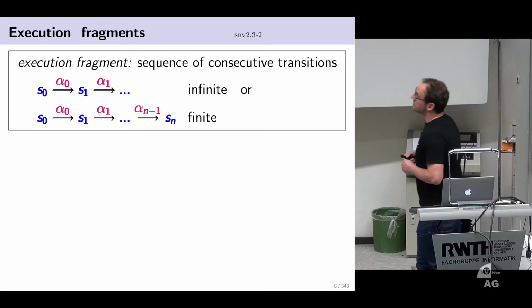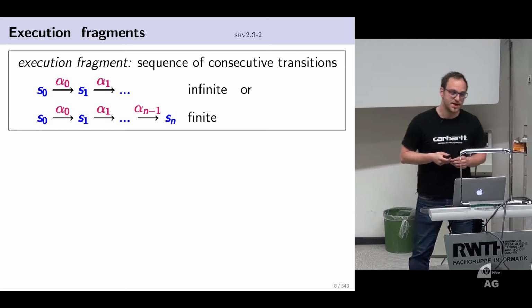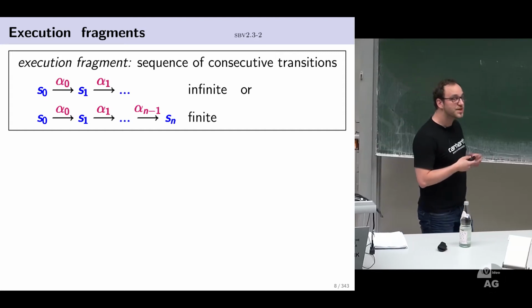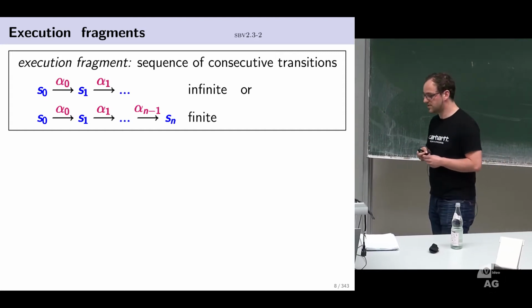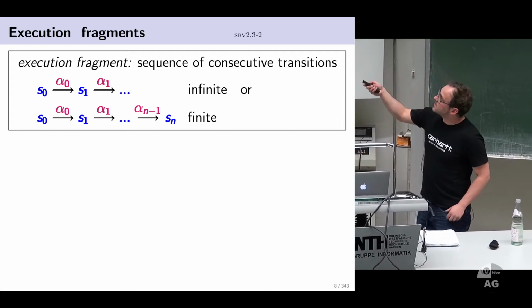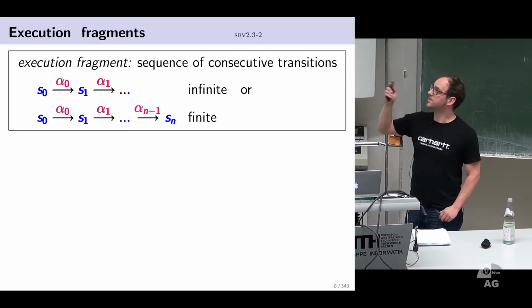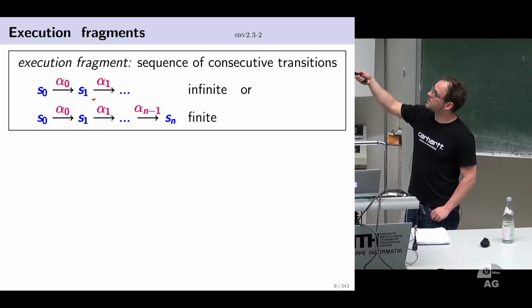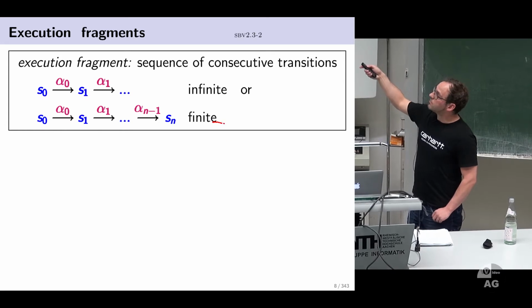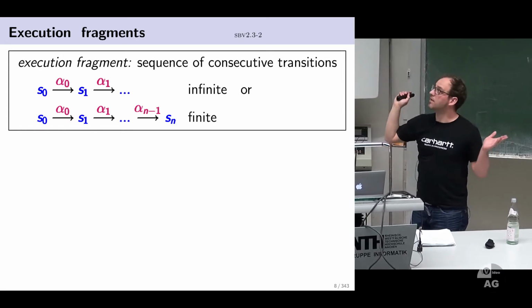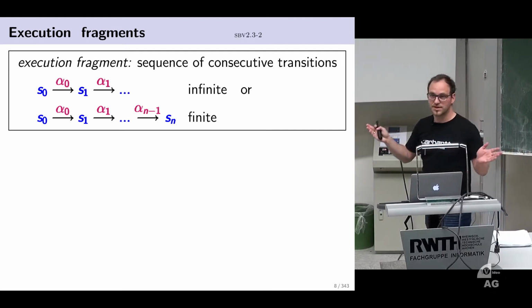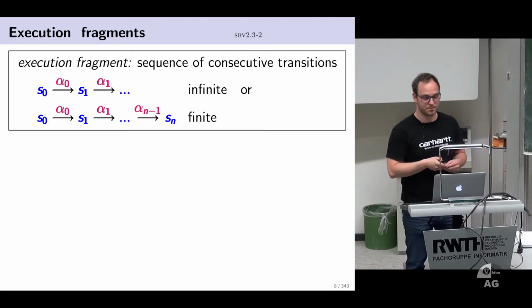Also, you already saw this on the exercise sheet number 1. We're looking at execution fragments or executions of a transition system. So what's an execution fragment? It's a sequence of transitions from the transition system. So it's a state, action, and so on sequence. It may be infinite or it may be finite. It may stop at some point. It can stop at any point. It's just an execution fragment. It doesn't need to be maximal yet.